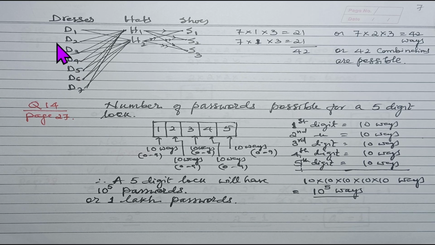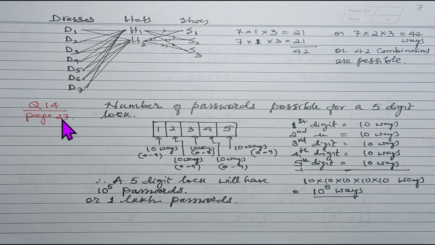So like that we can go for dress 2, then again dress 1, hat 2 also. Dress 1, hat 2, S1. Dress 1, hat 2, S2. Dress 1, hat 2, S3, that means 6 ways. So like that we have 7 here, so 7 into 6 becomes 42. So that is the method of finding out the combinations of the materials which we have and deciding the combination, so that so many combinations we can have to wear the dresses.